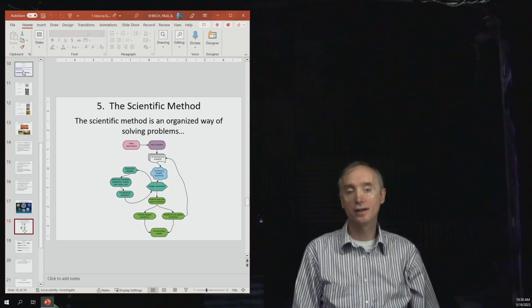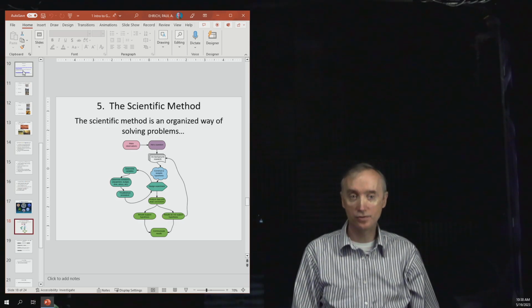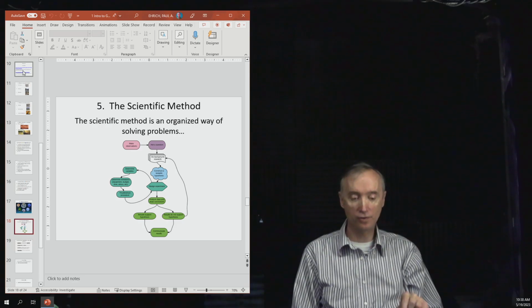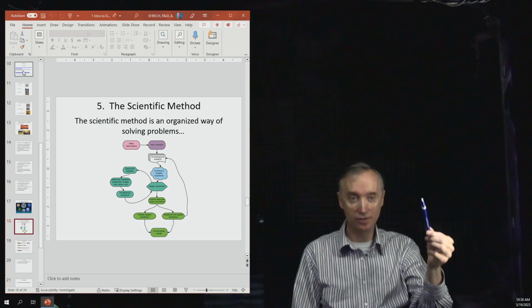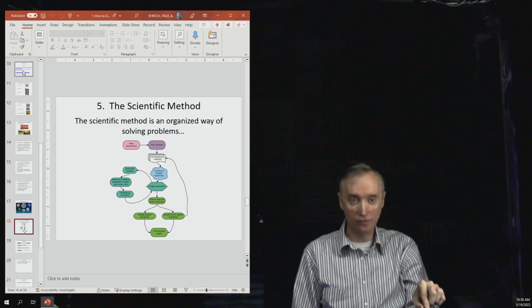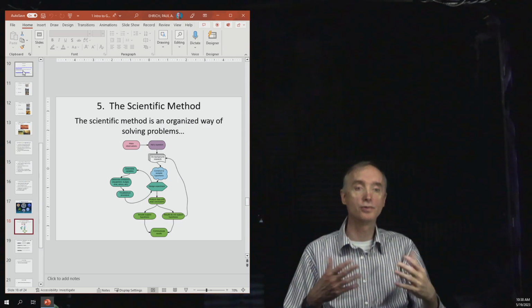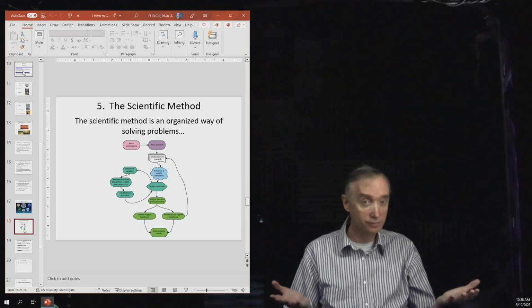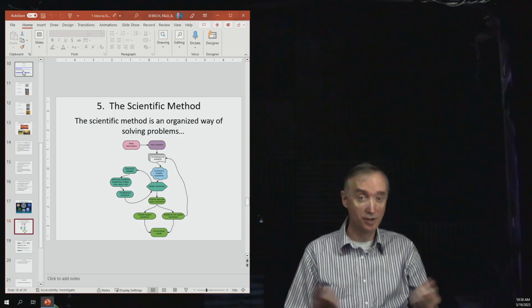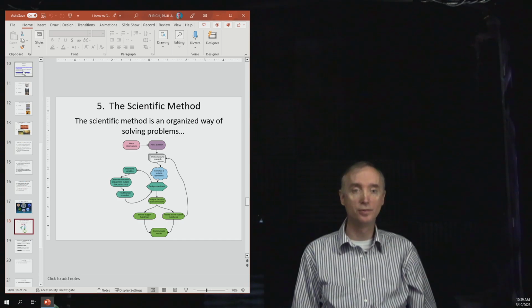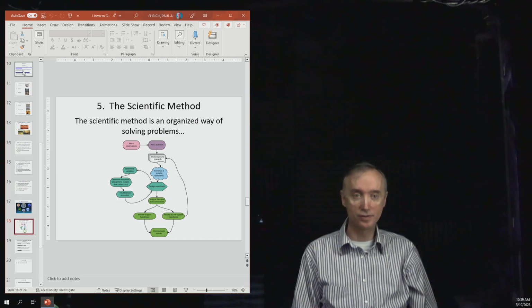Okay, so then the next step in the scientific method is to do some research. So if you think that it's magnetism that's causing this thing to fall, then you're going to get onto the internet and start to research magnetism. So find out how magnetism works and what causes it.